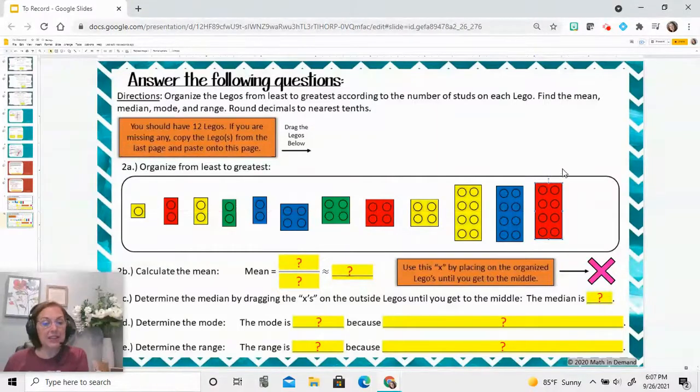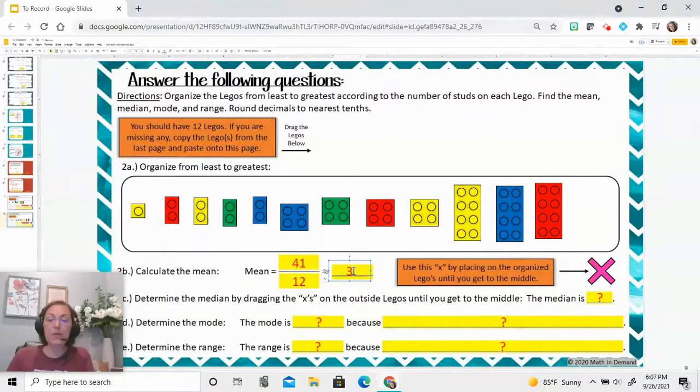All right, now let's look at the mean. Remember, for the mean, we're going to add up all the studs. So that's 1, 3, 5, 7, 9, 13, 17, 21, 25, 33, 41, and 49. Next, how many Legos did we have? We had 12 of them. So our mean actually is 3.42.